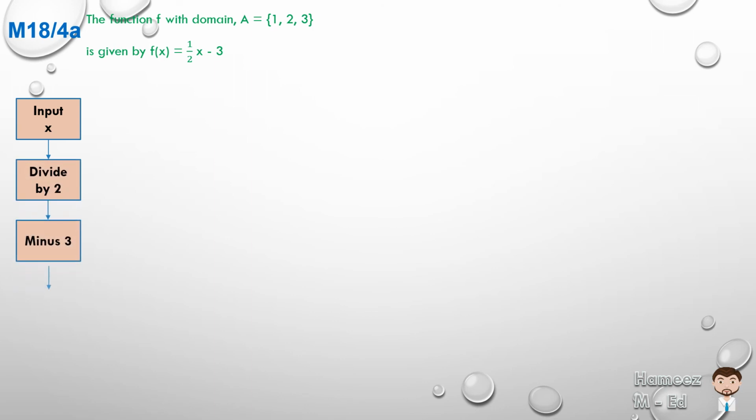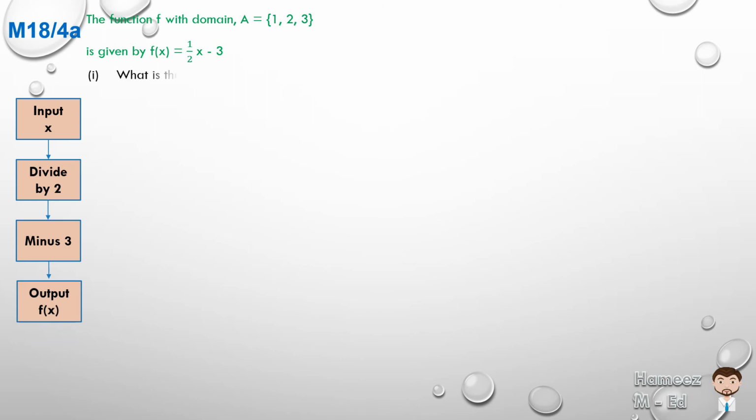May 2018, number 4a, the function f with domain A equal to 1, 2, and 3. And what does that mean? It means the x values, that's what the domain is, for this function are 1, 2, and 3 only. This is given by f of x equal to half x minus 3. So if you draw a flow diagram, we can see the input is x. And then how do we get a half x? We divide by 2, and then we minus 3. And that will give us our output, f of x.